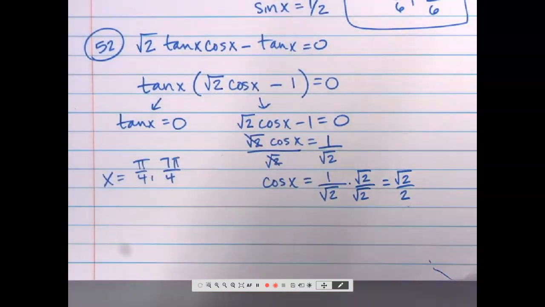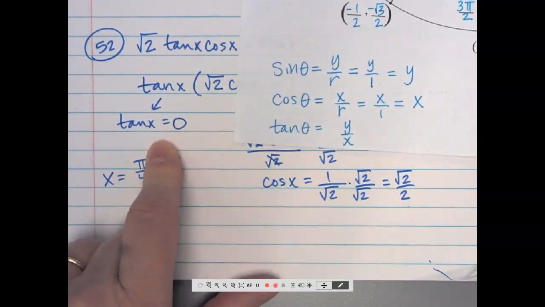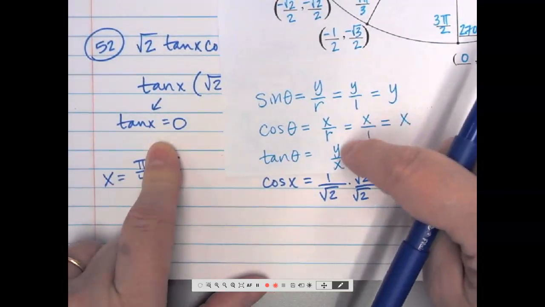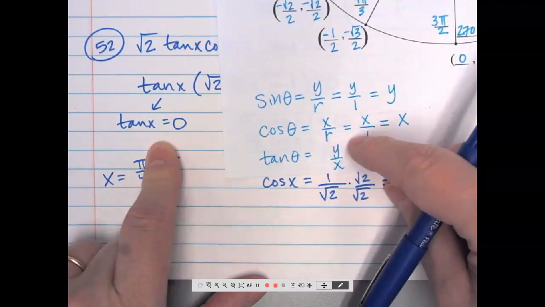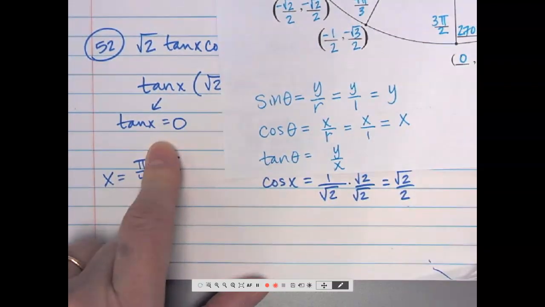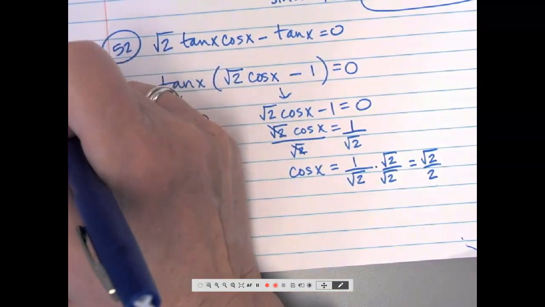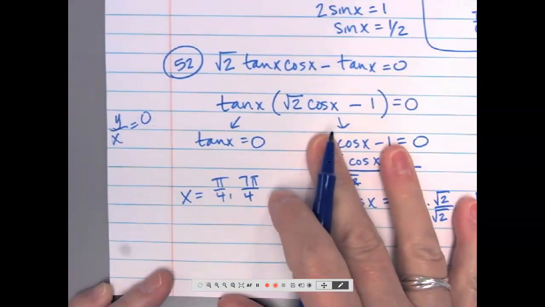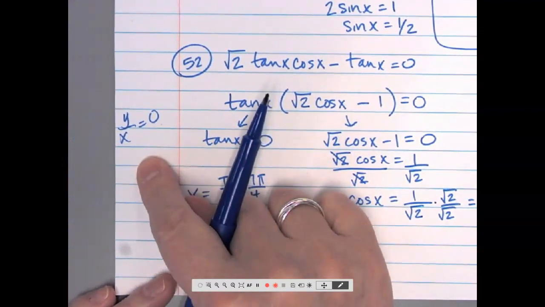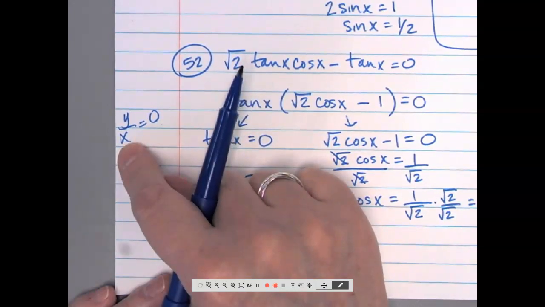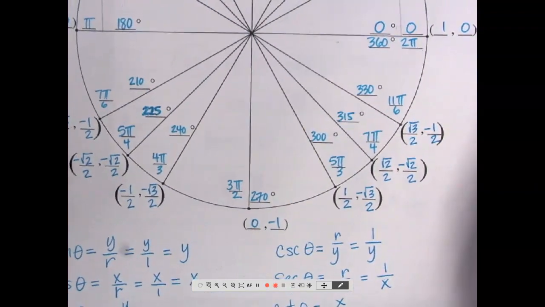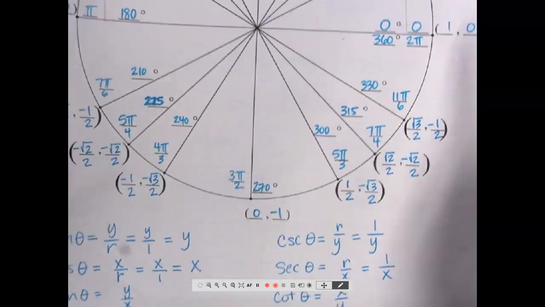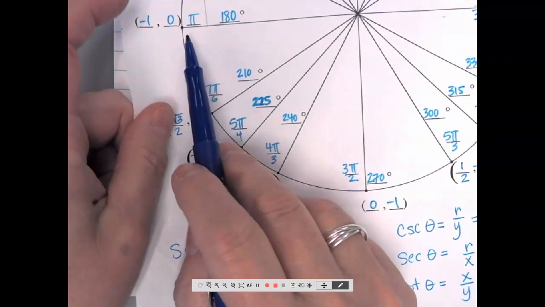Now let's go back to this. How do I find tangent on the unit circle? Y over x. If I want y over x to be equal to 0, what has to be true? If y over x is 0, which one? Y. If x is 0, that's undefined. So I'm really just looking for where is y 0? Well, that's at 0 over here far right, and also over here at pi.